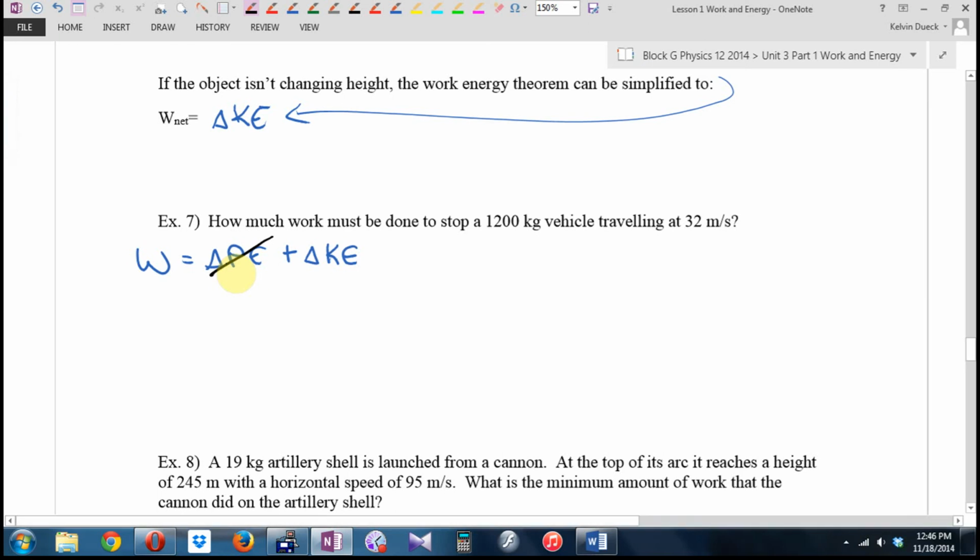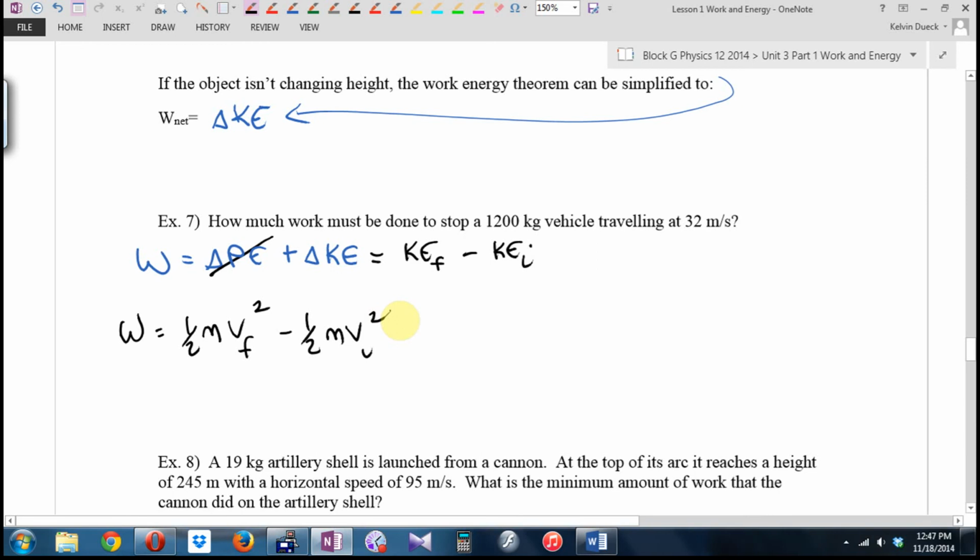What's change in anything? Final minus initial. Work is going to be... okay, what's our equation for kinetic energy? Kinetic energy equals what? So kinetic energy final, I guess, would be 1/2 mv final squared minus 1/2 mv initial squared.